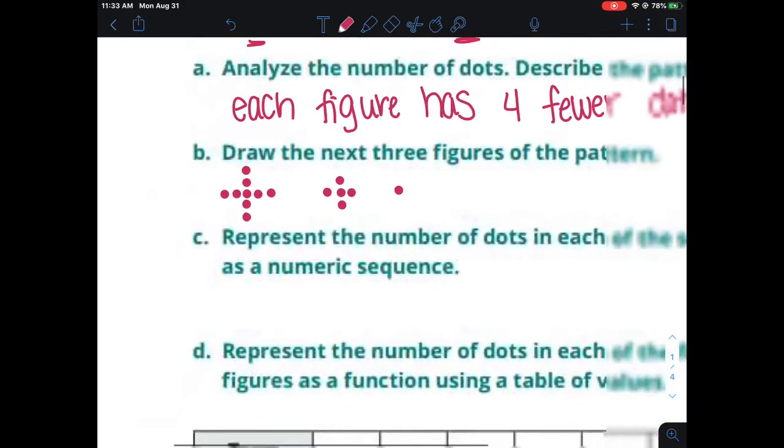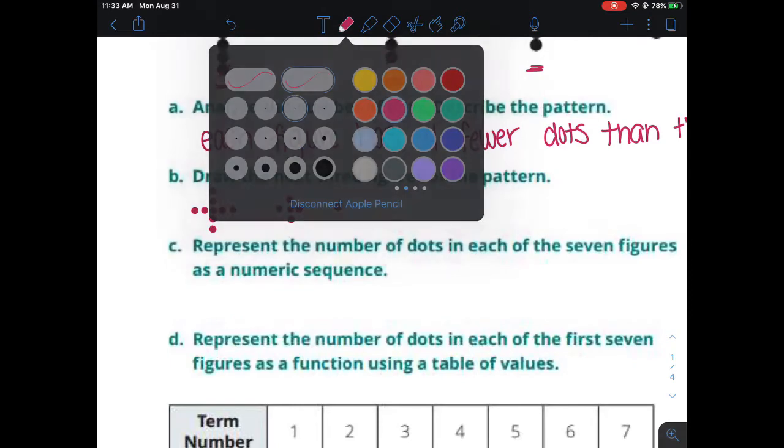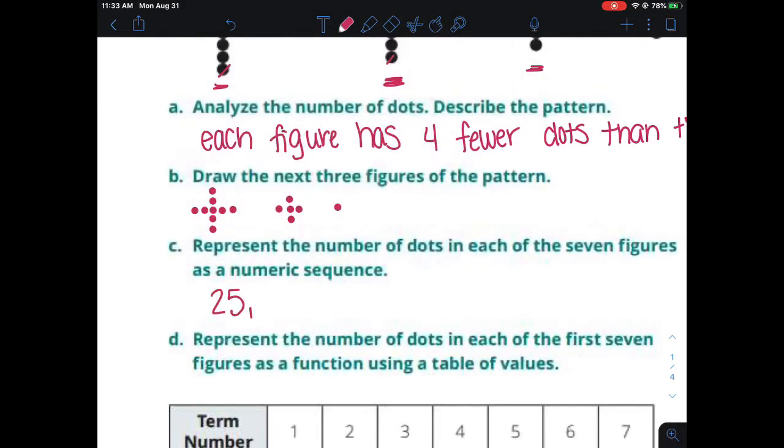Part C asks us to represent the number of dots in each of the 7 figures as a numeric sequence. Numeric is just numbers, sequences, well, what's the pattern of numbers? So our first figure, we already said, had 25 dots. The next picture had 21, 17, 13, 9, 5, and 1. So we decreased by 4 each time we went to the next figure.